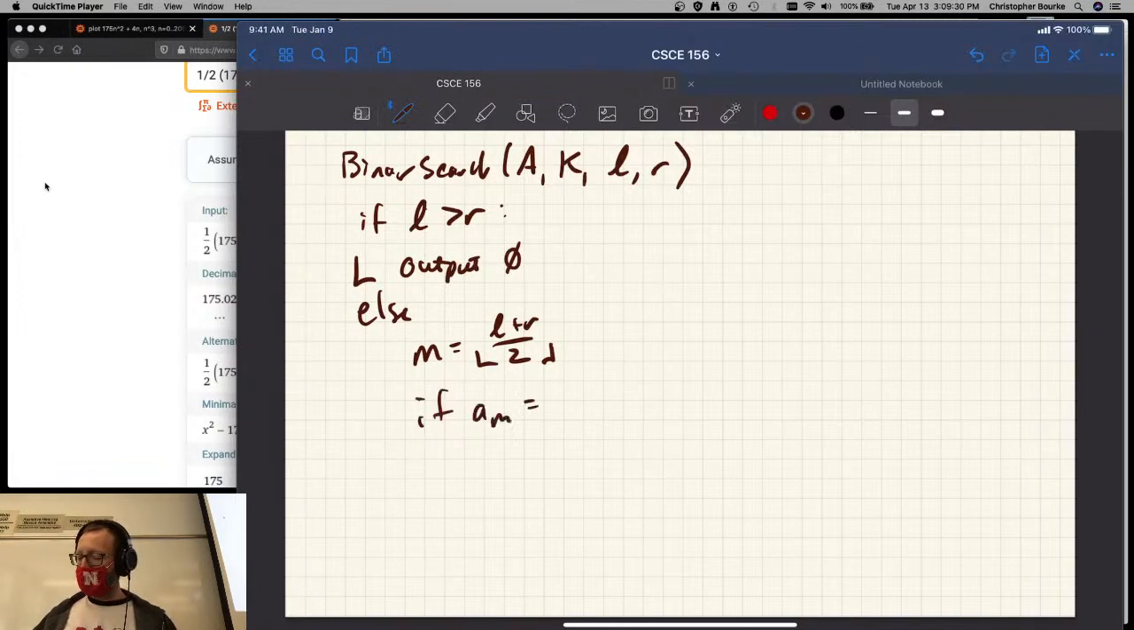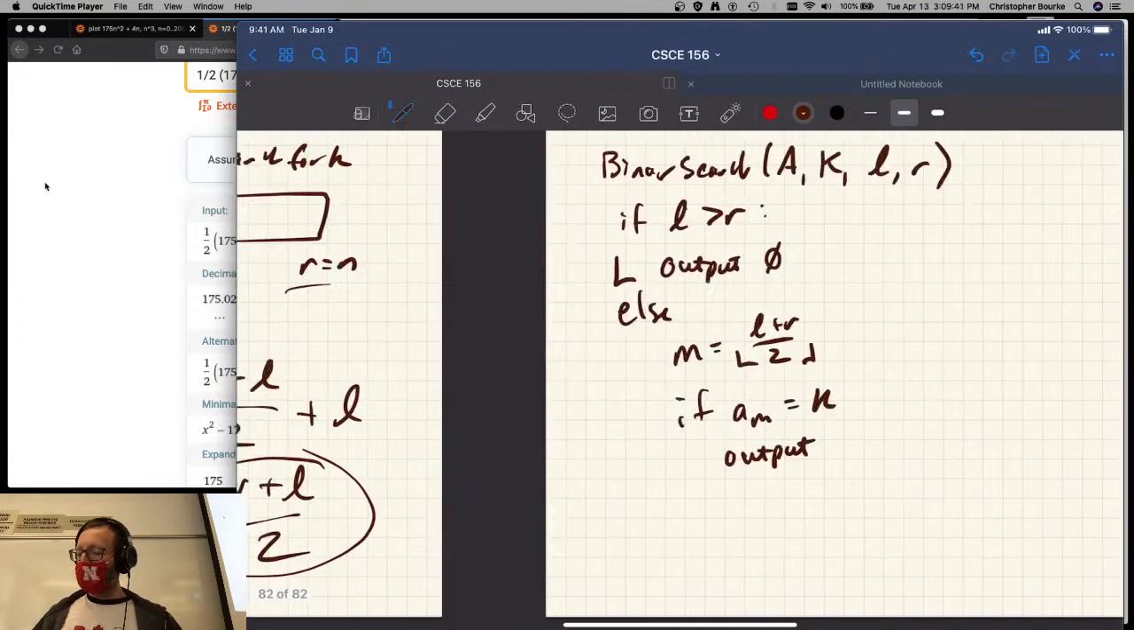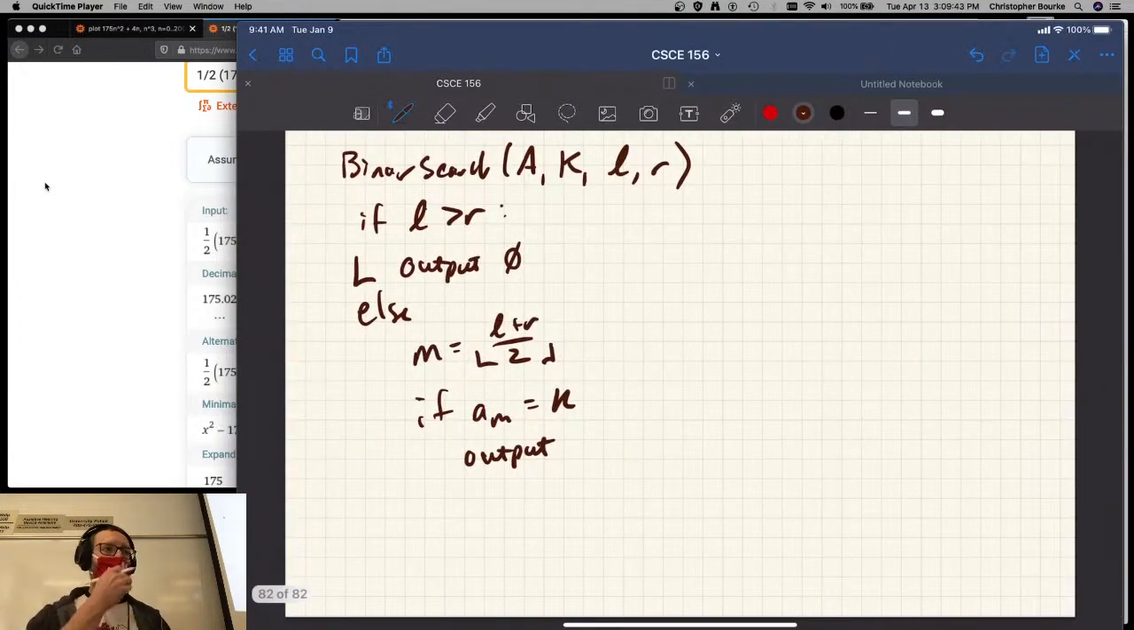Why are you adding L and not adding 1? Oh, no. Nope. Wait, no. It's just L in general. Not you start out at 1, but you're moving them, and so on subsequent calls to binary search, that's going to be different.